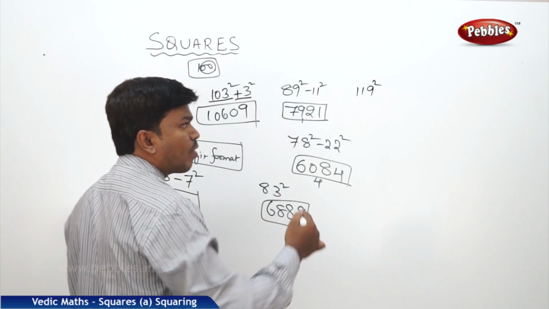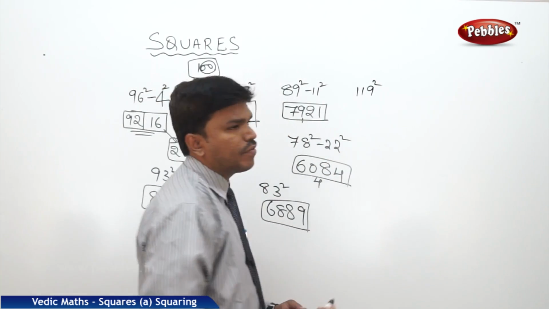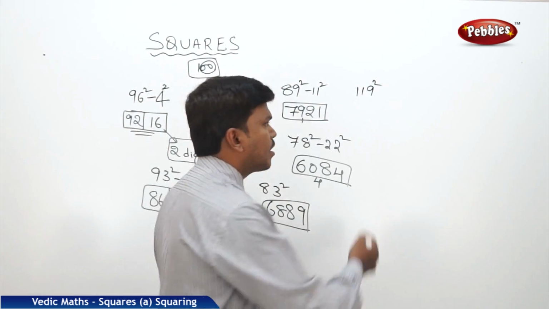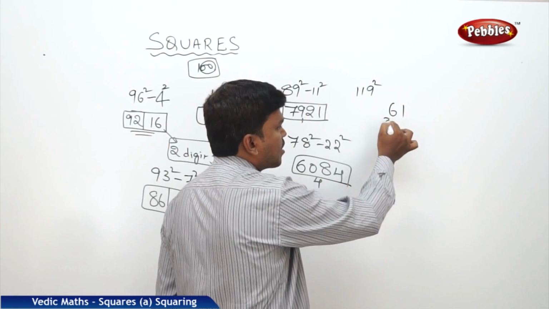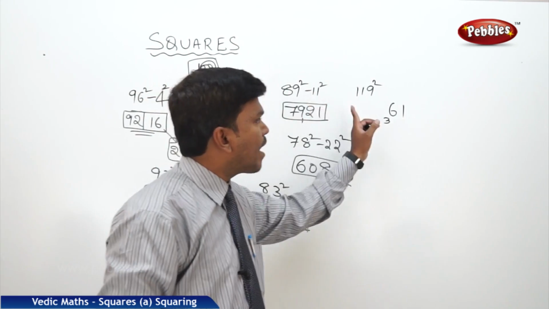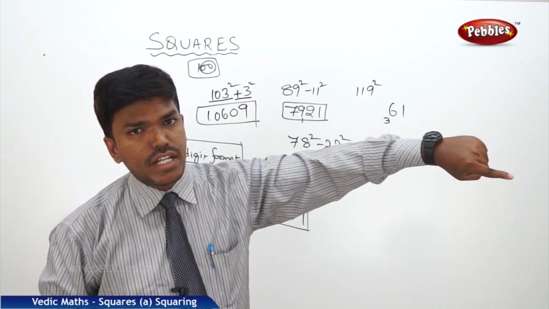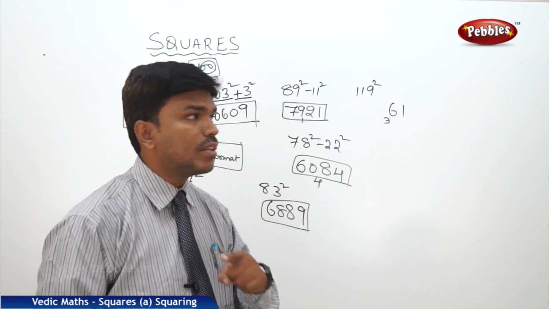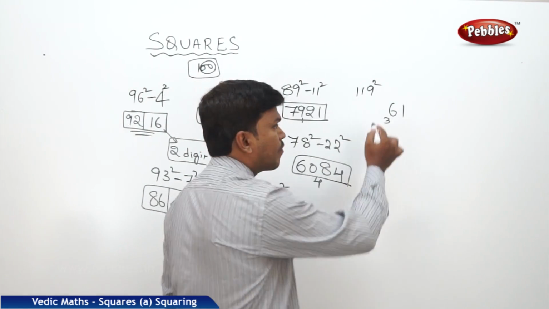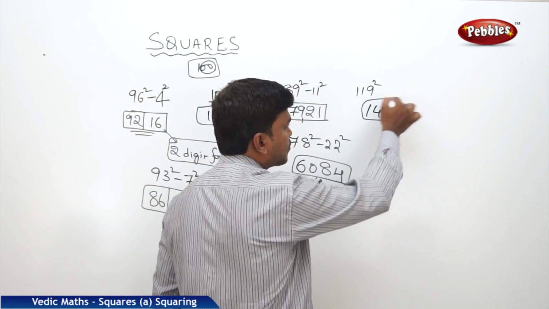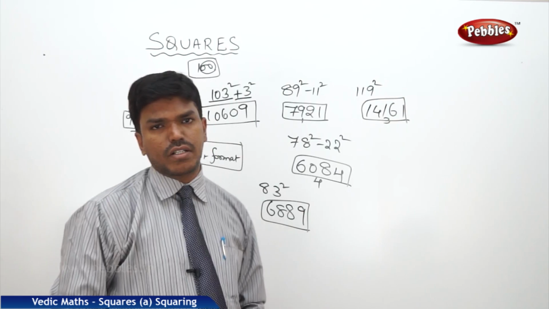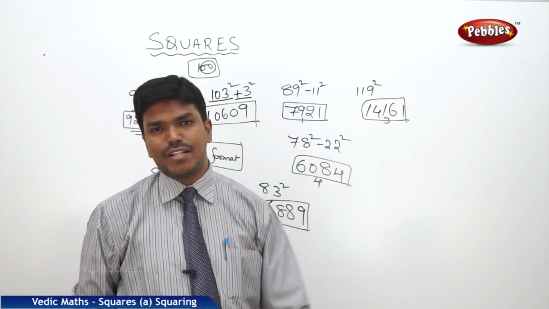Suppose I need 119 square. For 119 square, what is the excess when you compare with 100? 19. 19 square is 361. So drop 61, carry 3. Now 119 plus 19 we need to do. 119 plus 19, 138. 138 plus 3, 141. So 119 square is 14161. Anyhow, I can keep the carry in the mind.